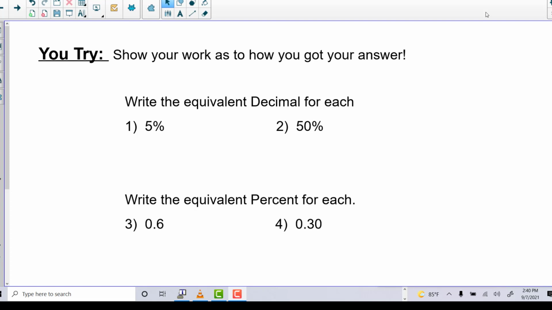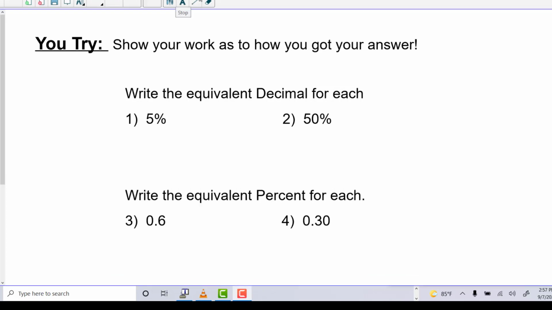So please make sure for each of these 4 problems that you are showing your work as to how you got your answer. Do not just put an answer, but show yourself and me how you got that answer. Show your work. So you're going to pause the video and work on these 4 problems. When you're finished with the 4 problems on your paper, press play, and then the quiz questions will pop up. So go ahead and press pause.